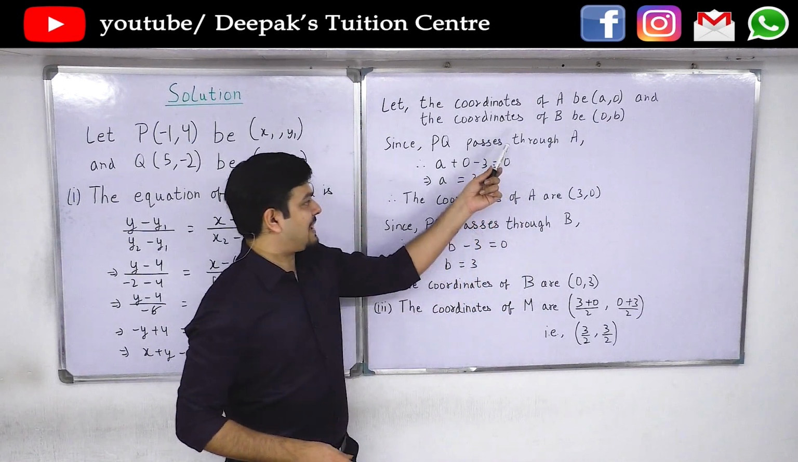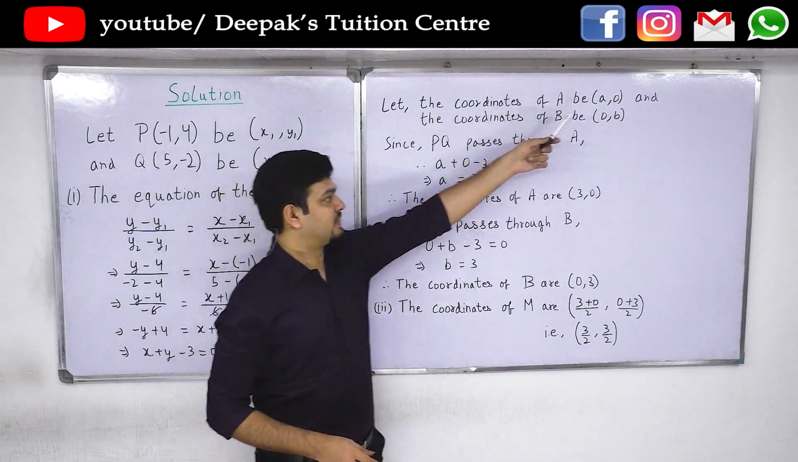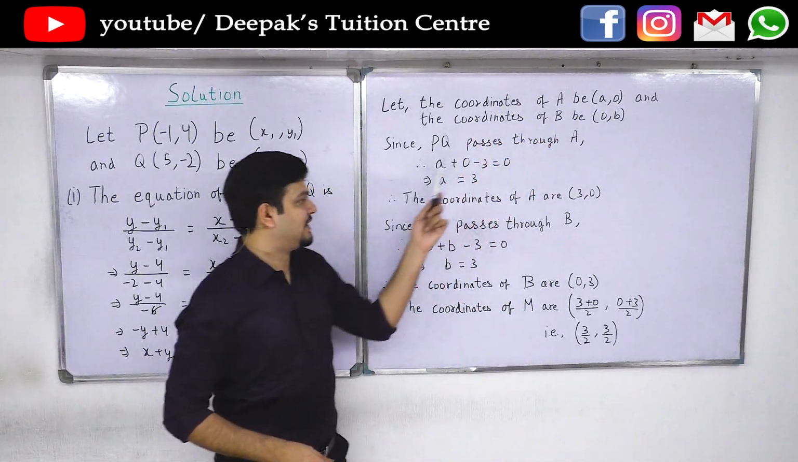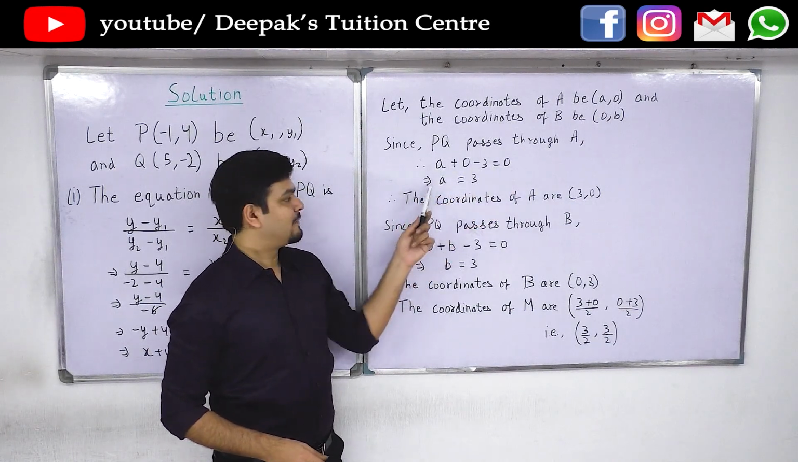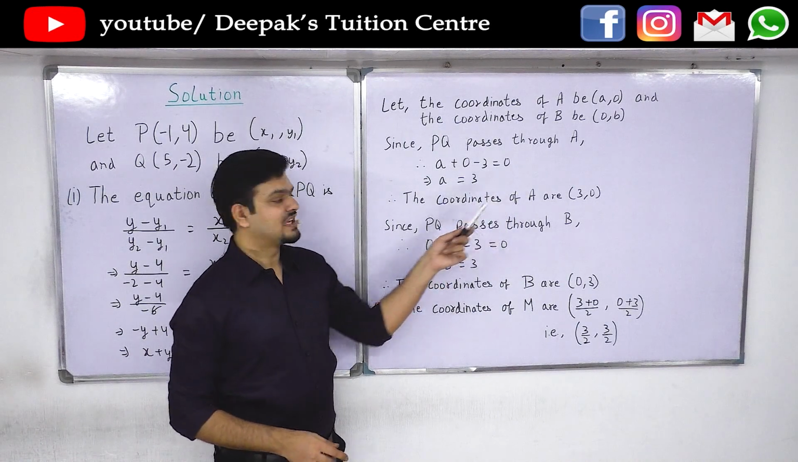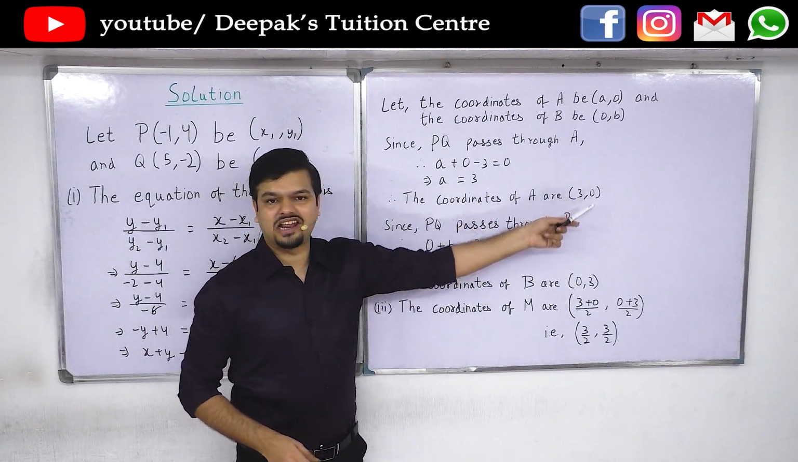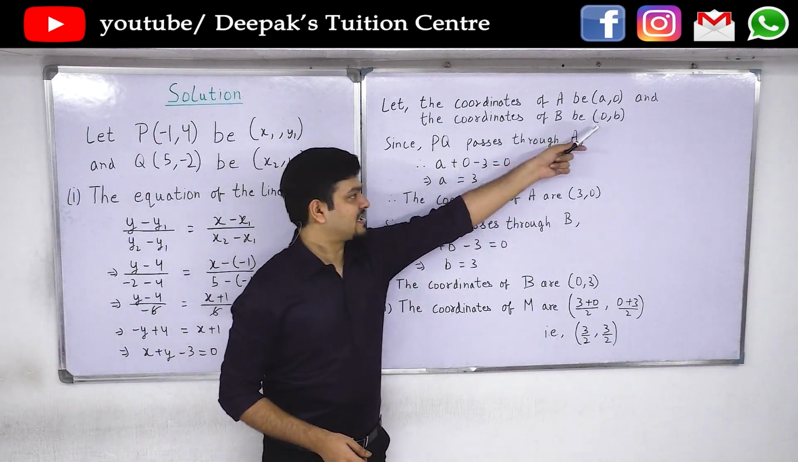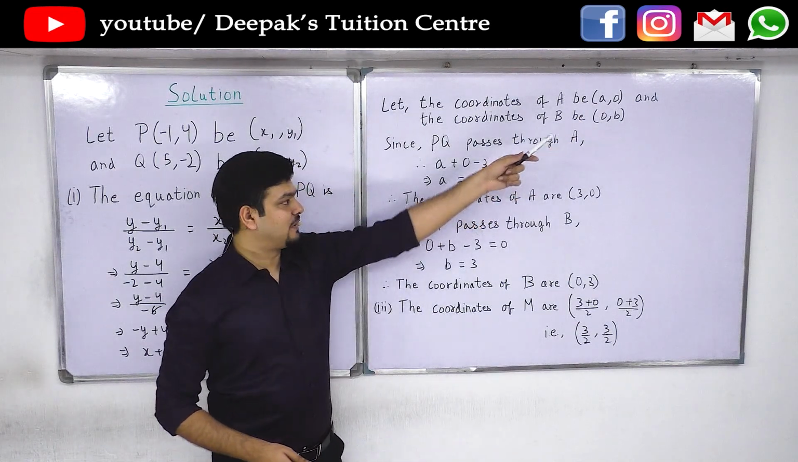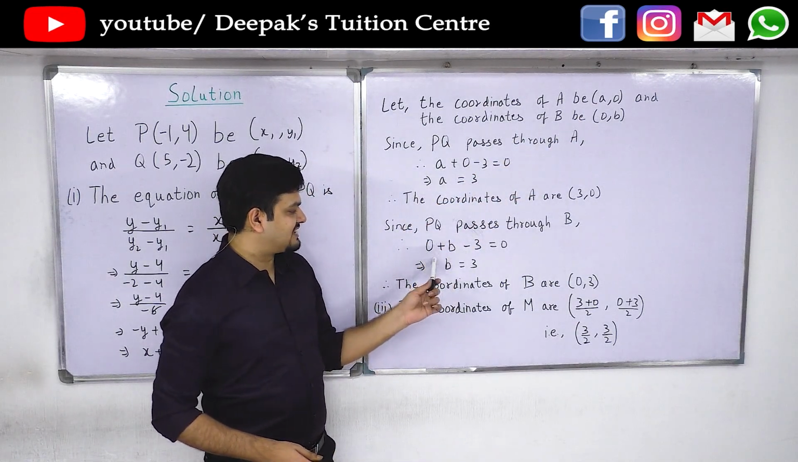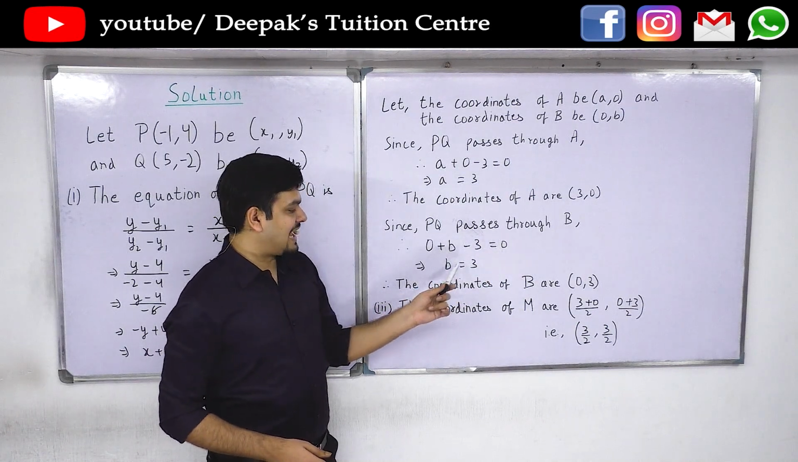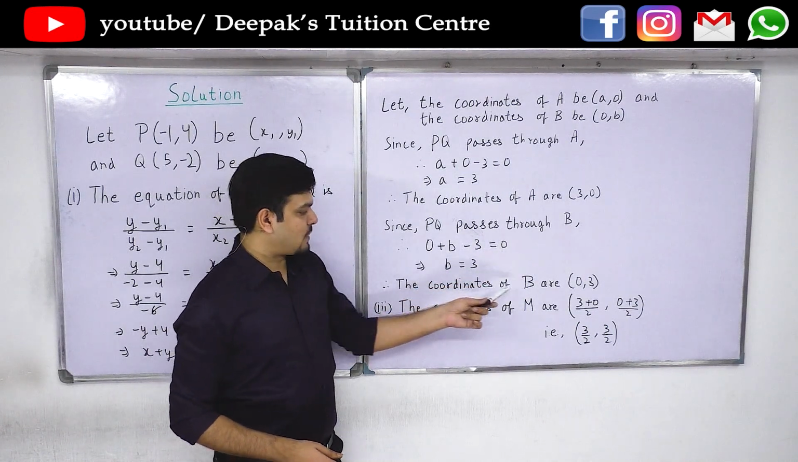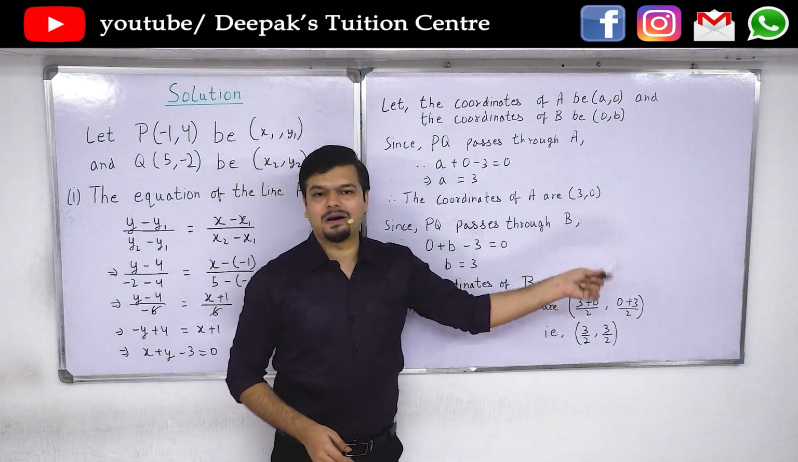So since the line passes through A, we can substitute the value of A, that is (a, 0), in the equation. a plus 0 minus 3 equals 0, which implies the value of a is 3. So the coordinates of A are (3, 0). Similarly, we substitute the value (0, b) in the equation. We get 0 plus b minus 3 equals 0. Therefore the value of b is 3 and therefore the coordinates of B are (0, 3).